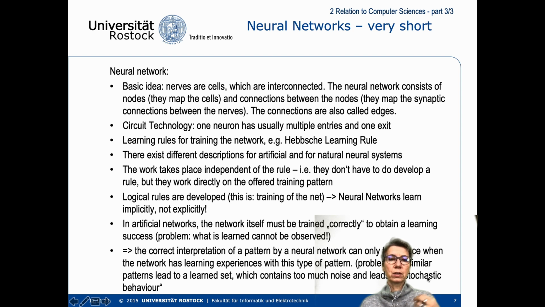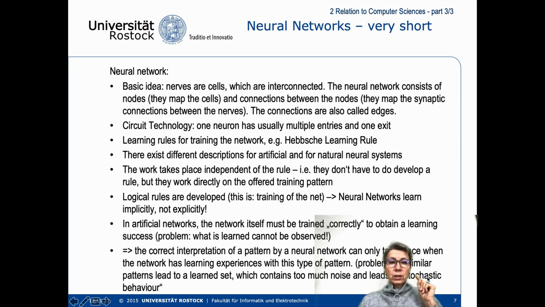What we find here is some sort of circuit technology. One neuron has usually multiple entries and one exit, but when it comes to computer science, we go beyond circuit technology. In computer science, we have one neuron with multiple entries and multiple exits, or a neuron with only one entry and one exit. We have different compositions of this.